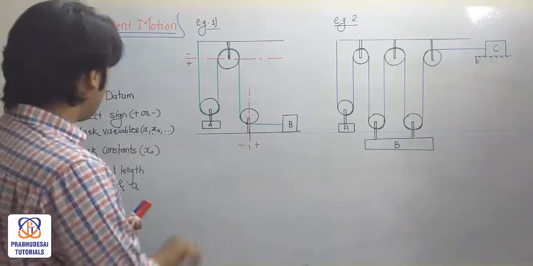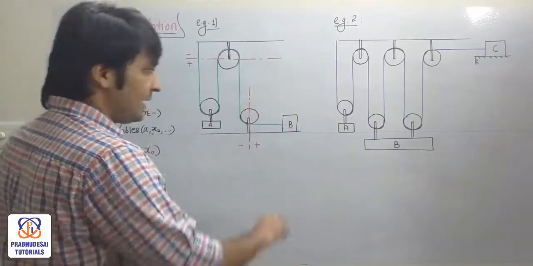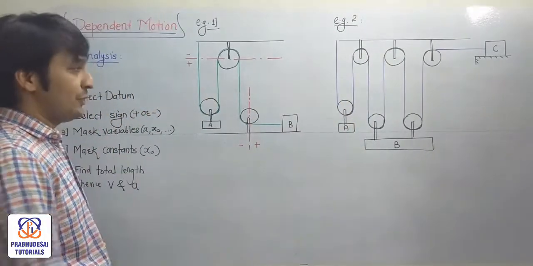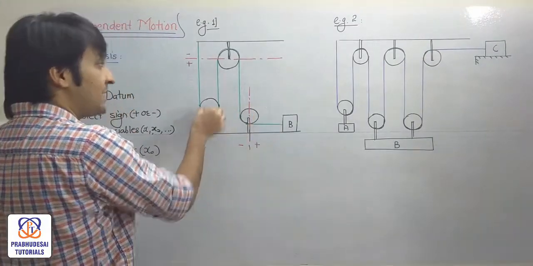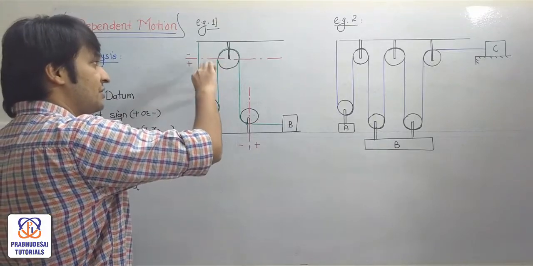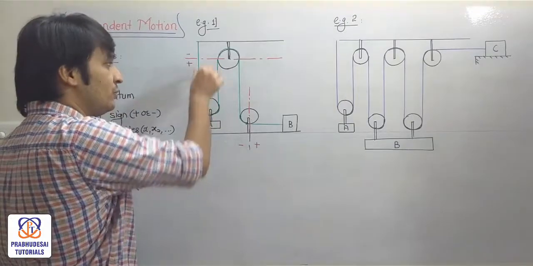We did that. Third step, mark variables. Variables means changing distances. How? Check this. If I pull this to the right, check what is going to happen. If I pull this to the right, the object will move up. That means this distance and this distance will be minimum or maximum. Correct or not? That means will change. This object will move up.